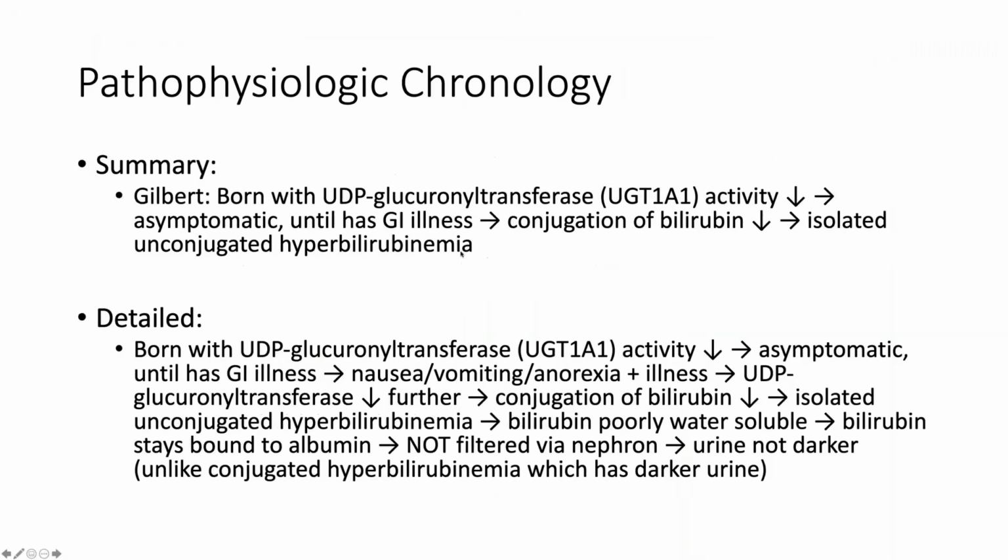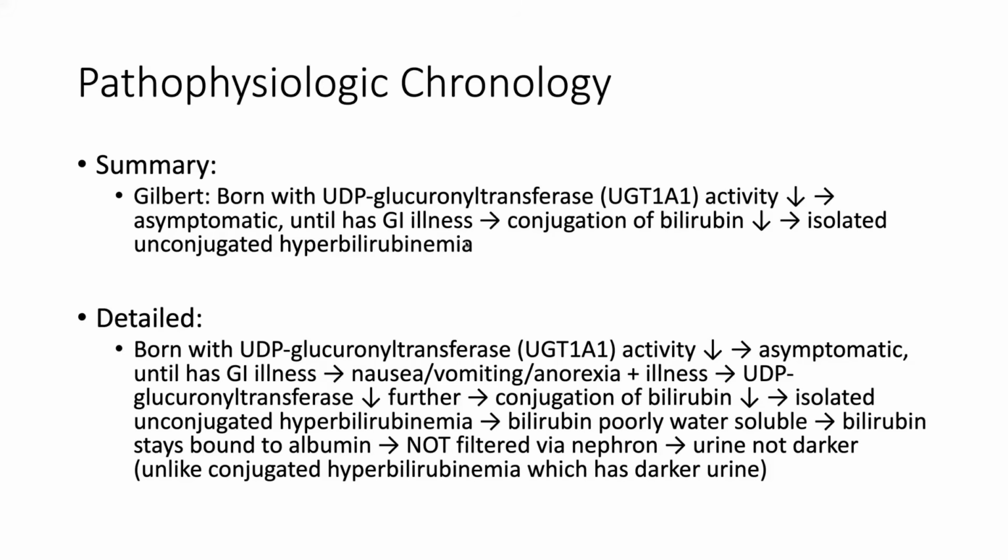Pathophysiological chronology. So this is Gilbert. In other words, if you said he was born healthy, that's not technically true. He was born with the UDP glucuronosyltransferase activity down for whatever reason. And so he was asymptomatic until he had a GI illness. When that happened, he had a decrease in the conjugation of his bilirubin, which led to an isolated increase in his unconjugated bilirubin. So that was why his total bilirubin was high, but his direct, in other words, his conjugated, was low.